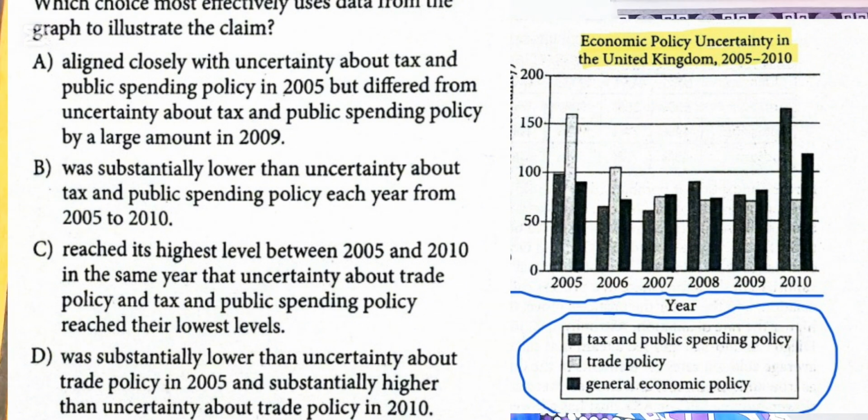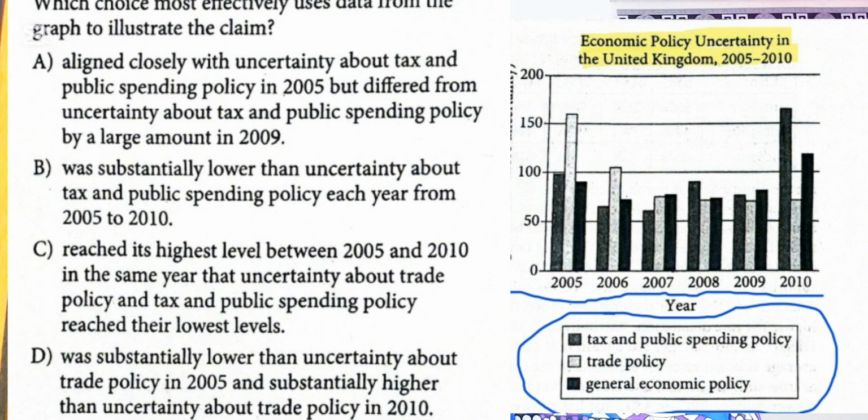It is not justified. Option C reached its highest level between 2005 and 2010 in the same year that uncertainty about trade policy and tax. So I want to be sure that it reached its highest level. General economic policy reached its highest level in the same year that the other areas reached their lowest level. That is obviously not true. So in 2010, for example, where general economic policy was at its highest, other parts were not low. Tax and public spending policy was very high.